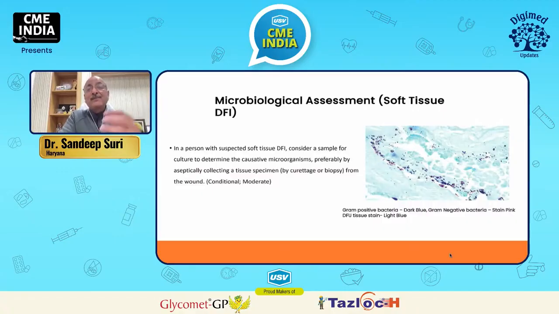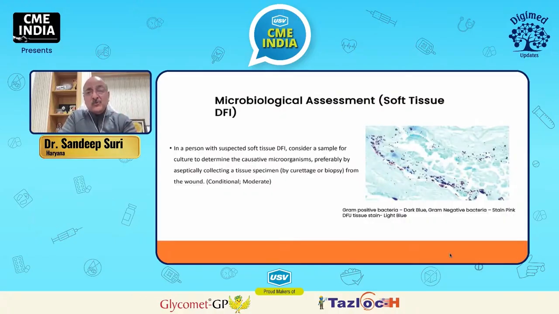Otherwise, if you simply send a swab, you will get only commensals or colonizers, and a lot of bacteria will come into the picture, and you will be wondering which is the invader out of them. So preferably collect a tissue specimen: after doing curettage, take a biopsy from the wound. This is the most important message that I want to tell you.